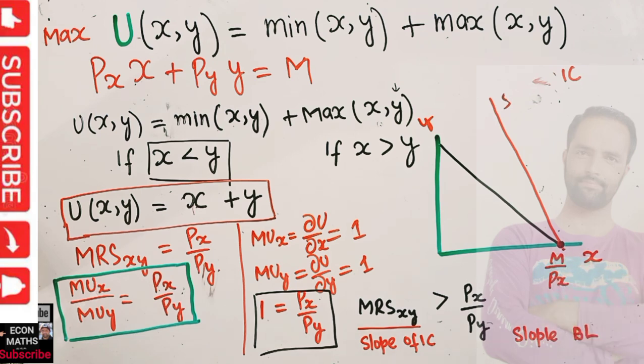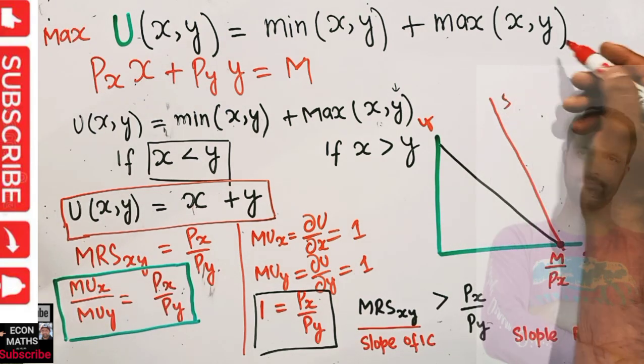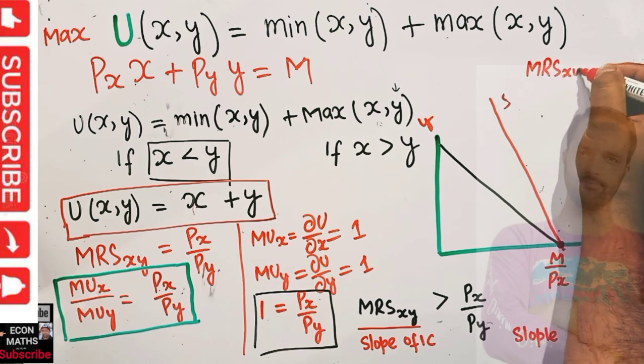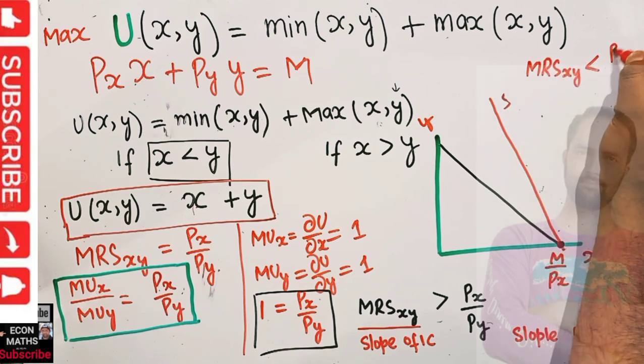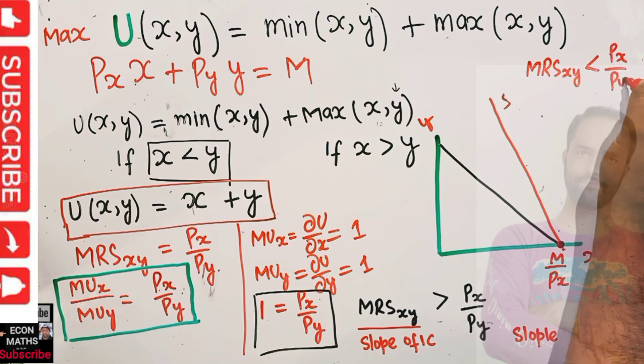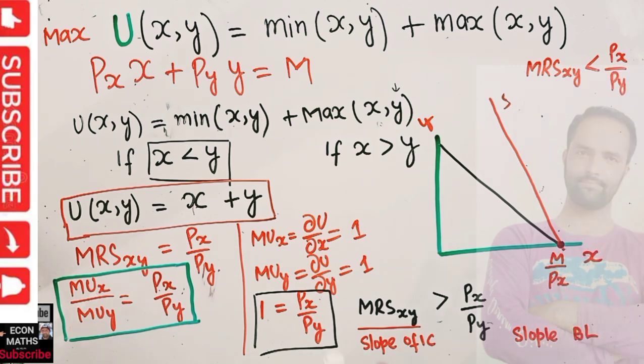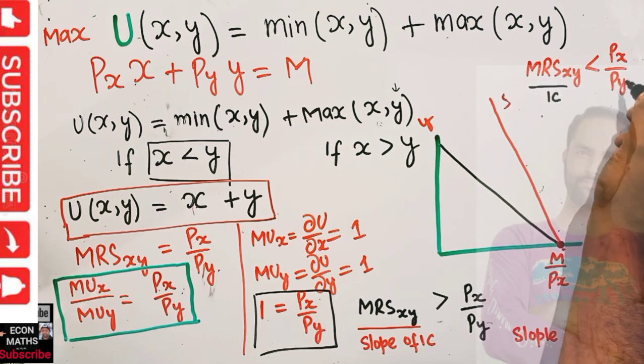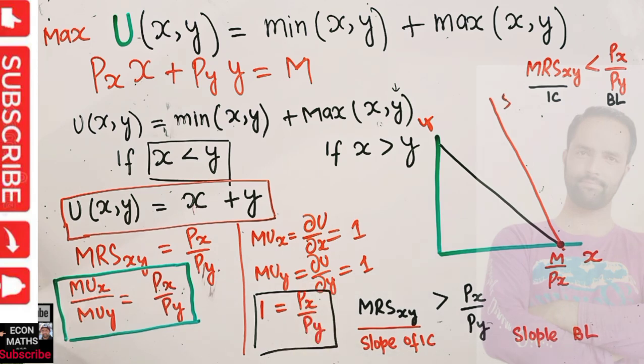Similarly, so, where should I make the calculation? Let me write it here. If MRS between x and y was less than price of x upon price of y, that means in this case the slope of indifference curve is less than the slope of budget line. So let me also draw that indifference curve here.